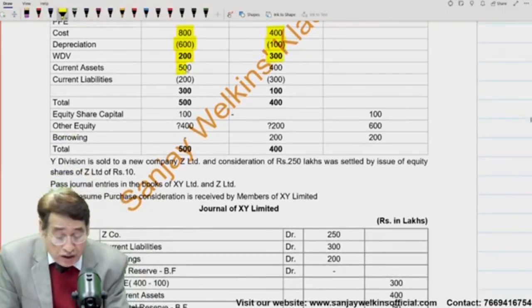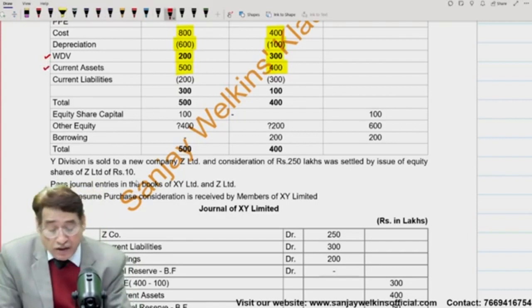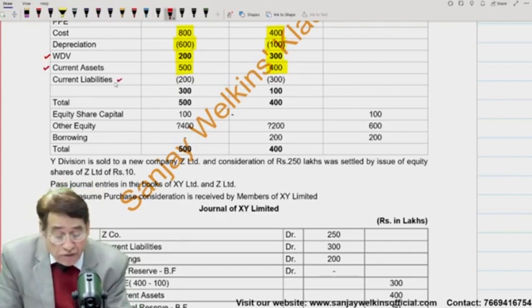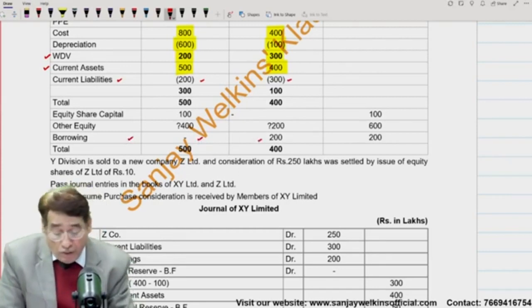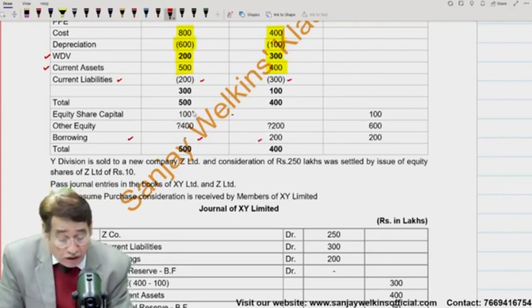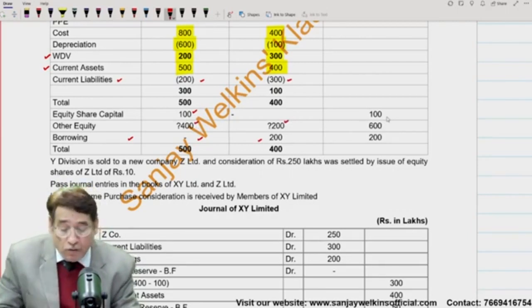Then current asset is given very clearly, 500 and 400. As far as asset sides are concerned, we have noticed very carefully two items: property, plant and equipment, and current asset. Besides that, current liability is given 200 and 300, correct? And then we have got borrowings in this case, that is nil and 200. Is it clear to you? Further, we are given in the question that equity share capital is 400, other equity item is 400 and 200, total is 600. So this is the information which is available in the question.